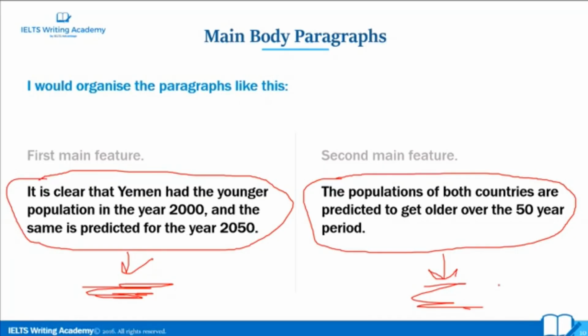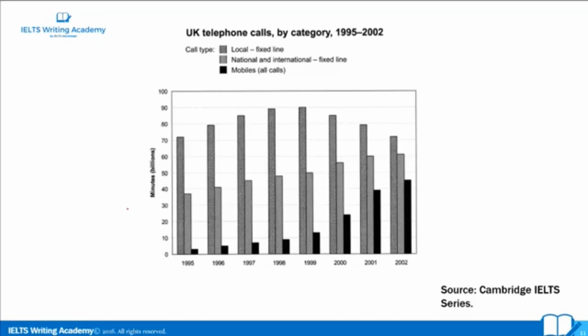The way you guys thought about it is pretty much the same. Comparing Yemen and Italy in 2000, and then comparing 2000 with 2050. That's pretty much the same. But I just wanted to highlight that it's very logical that you would do this. So this is just an option. Okay, so I think we can move on.